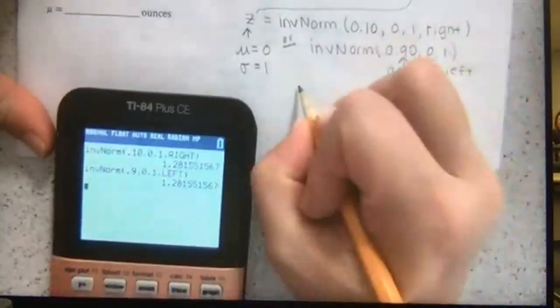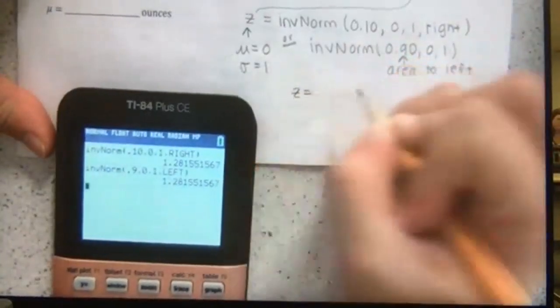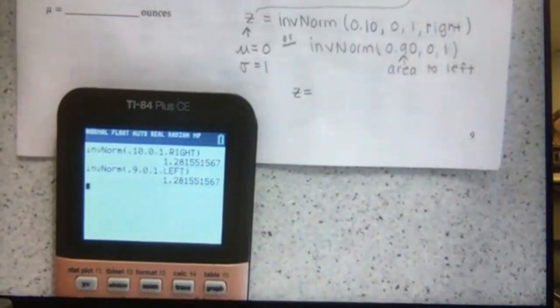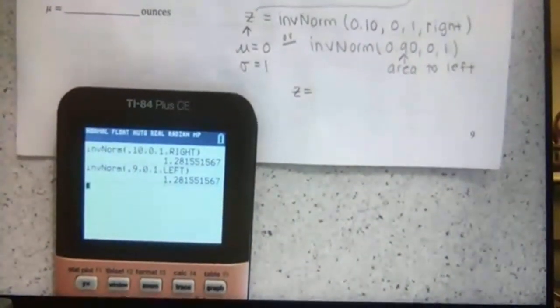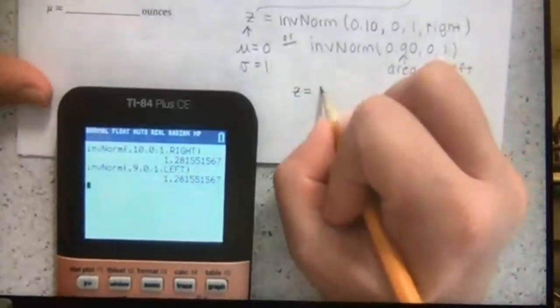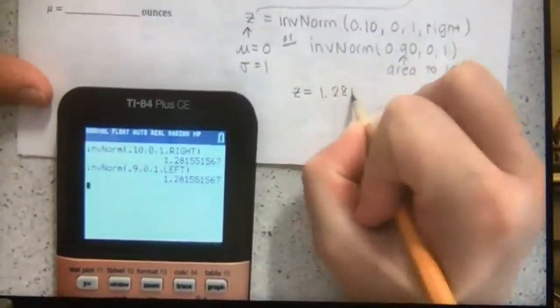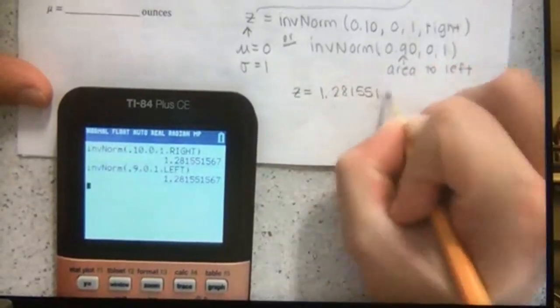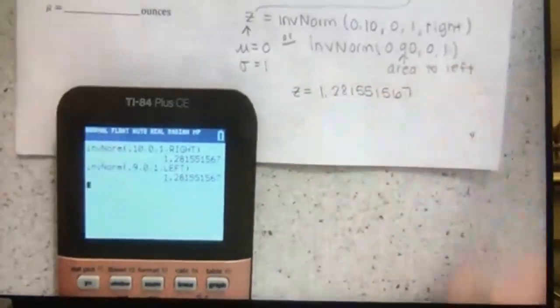So my Z value, I don't want to round it, because I don't want to round it until the very end. Be careful. If you round it here, it's going to throw off your X value, because remember our answer is going to be X. This isn't our answer. This is just Z. So Z is 1.281551567.